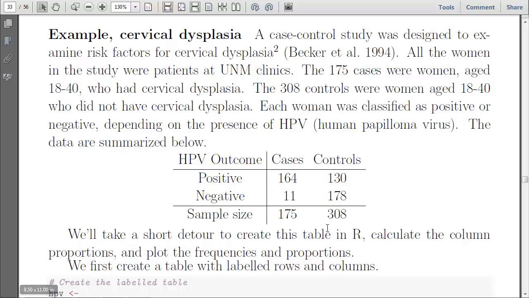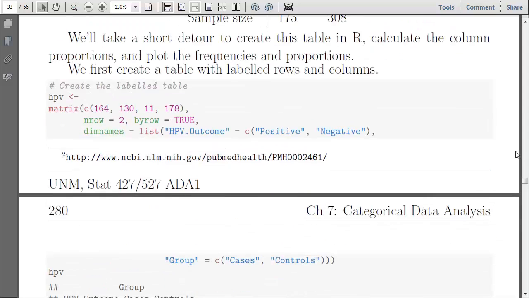So let's take a short detour and look at how to create this table in R and then do some calculations, and then we'll come back to answering whether there's conditionality, or the probabilities here are conditional. Does one outcome depend on the other?